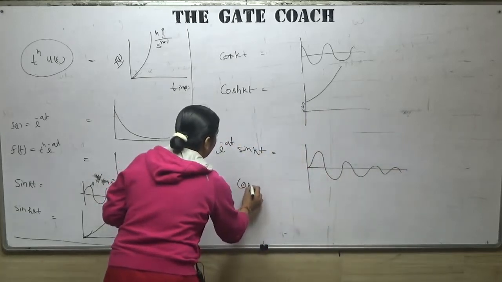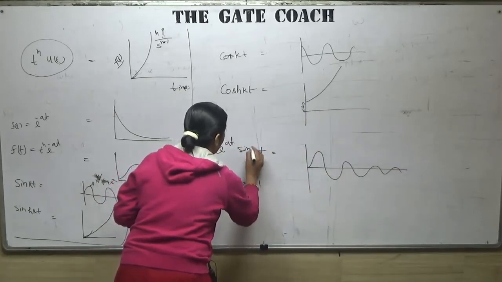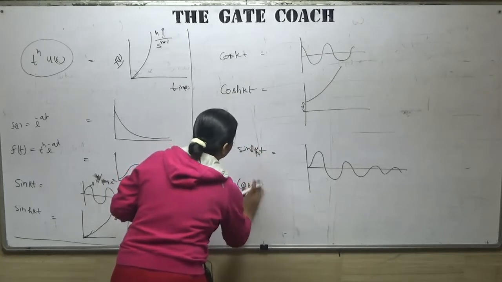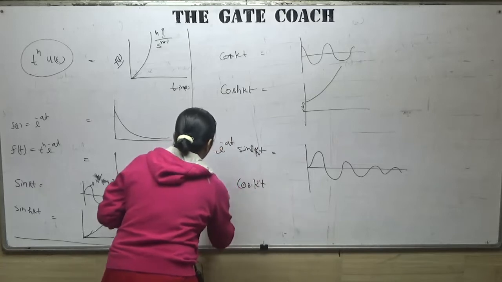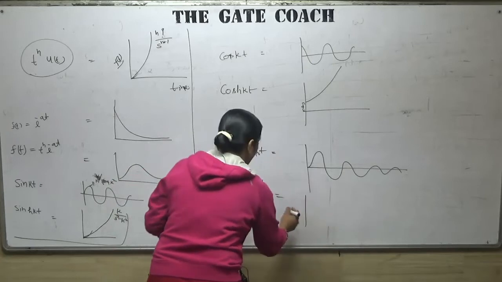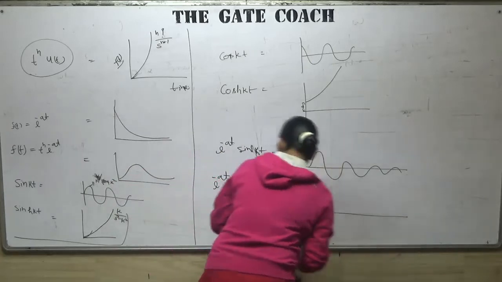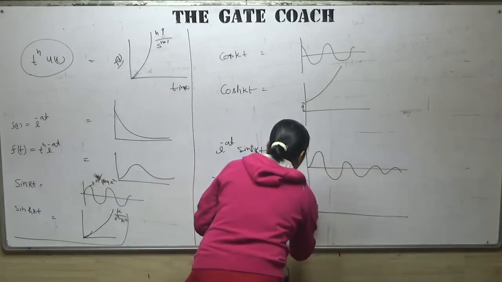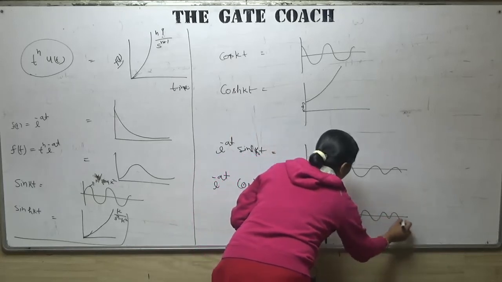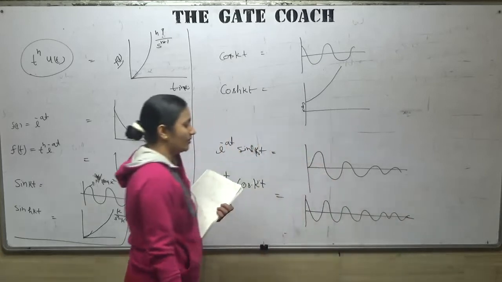Then e to the power minus at into cos kt. We know that this will start with a phase lag, or some phase angle, as compared to sine, and it will go like this, similarly with decreasing amplitude because of e to the power minus at.